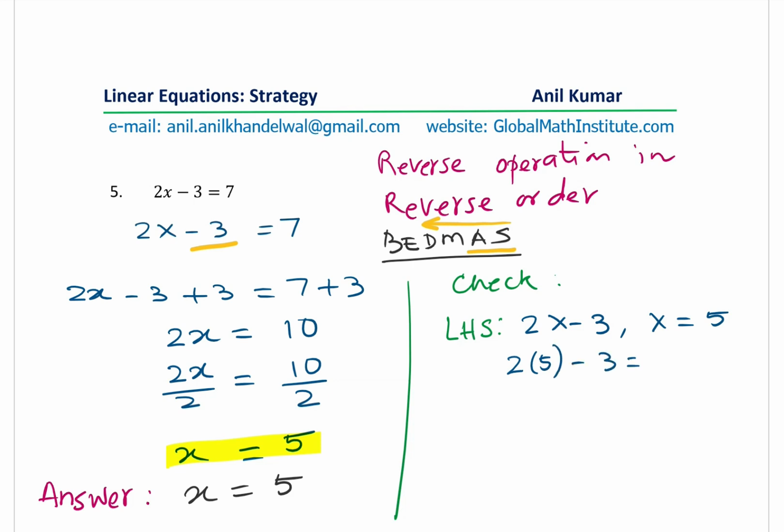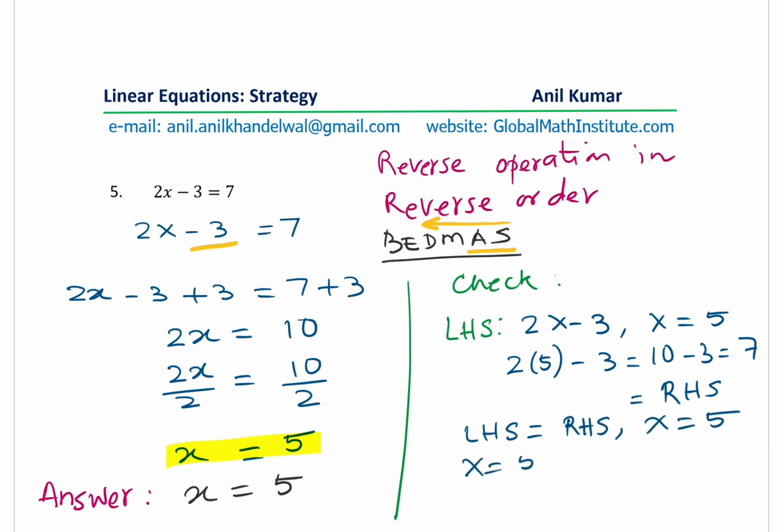What do you get? 2 times 5 is 10. 10 minus 3 is indeed 7, which is the same as the right hand side. Do you see that? So we have shown that the left hand side is equal to the right hand side for x equals 5, and therefore x equals 5 is the correct solution. Is that clear to you?